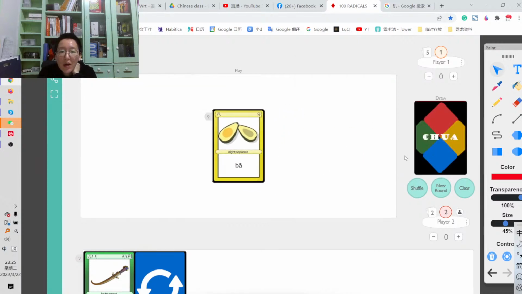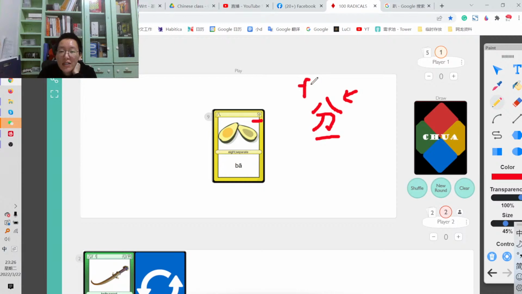Okay, let's see this one, ba. The radical is ba, and the example character here on top is ba, on bottom it's dao. What's that mean? Yeah, knife. Dao means knife, ba means separate. So when you use a knife to separate something, to cut off something, still means to separate this character.